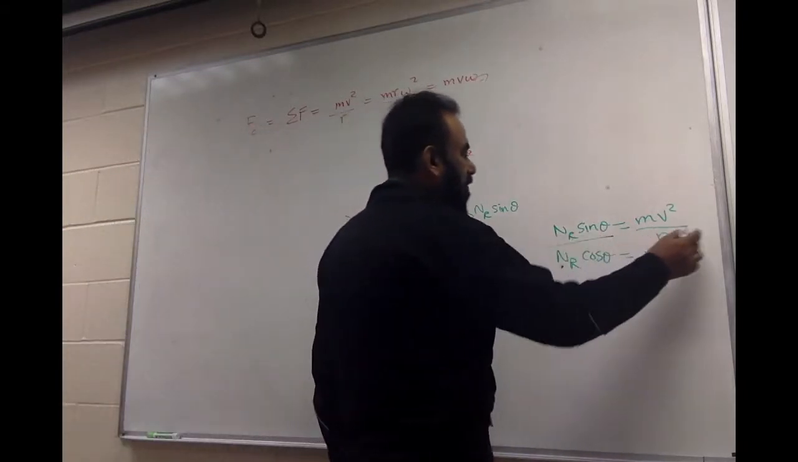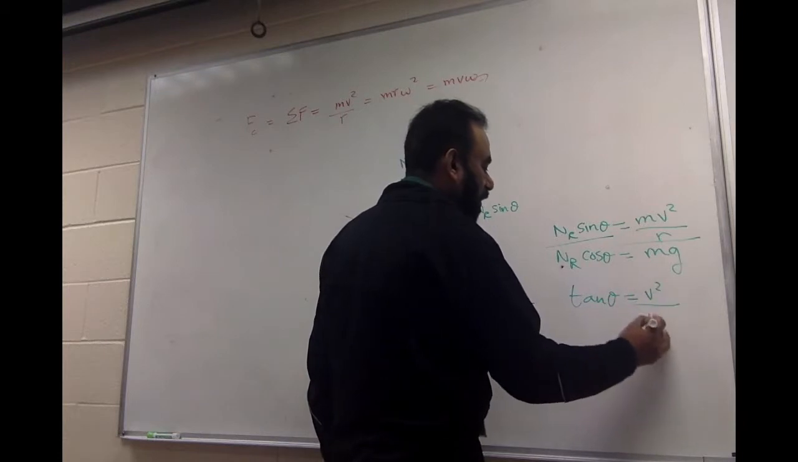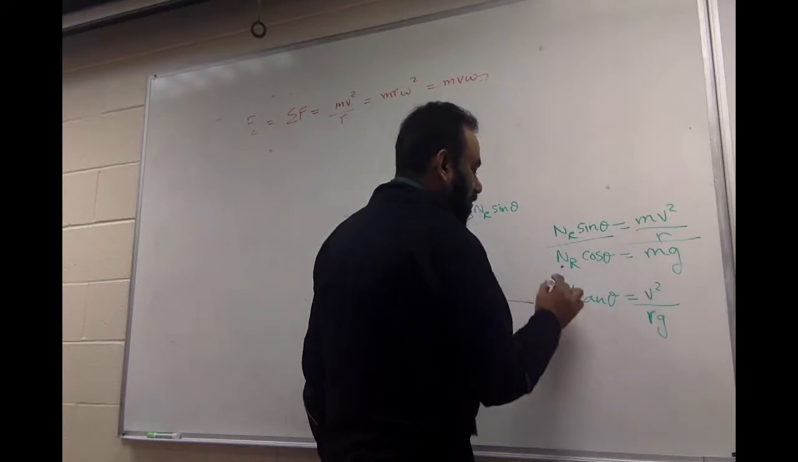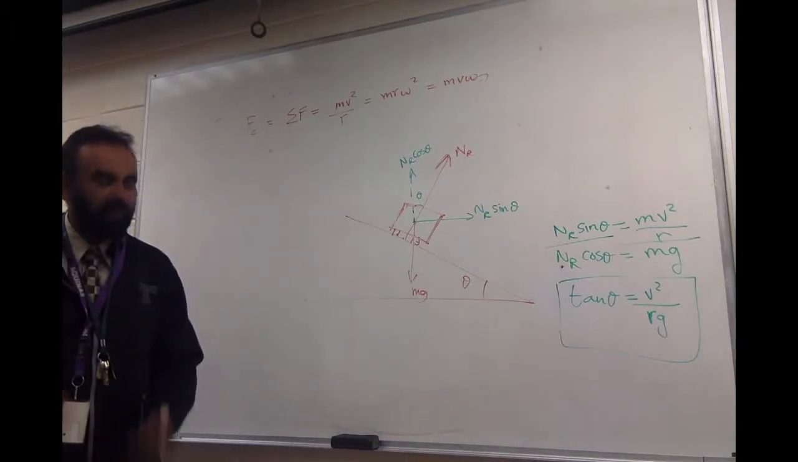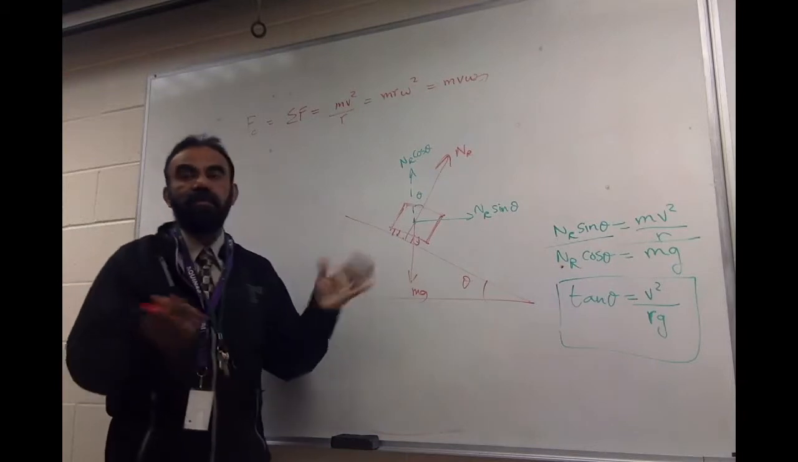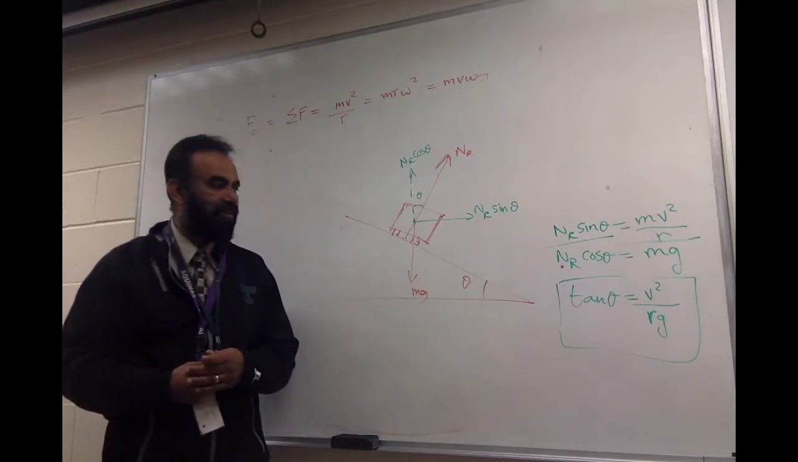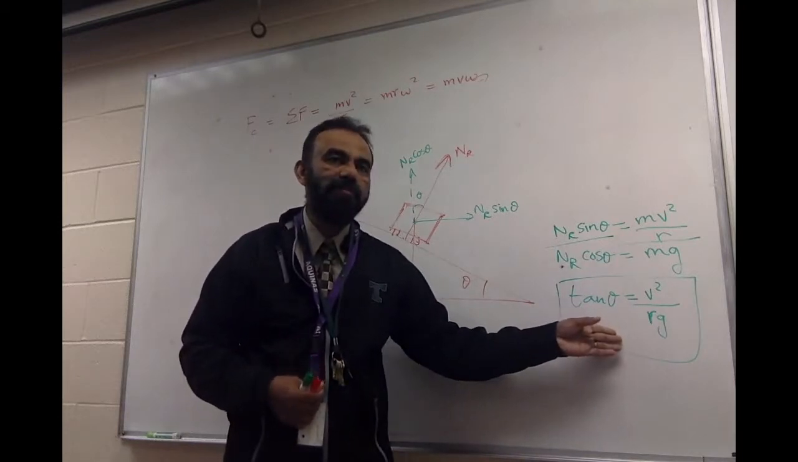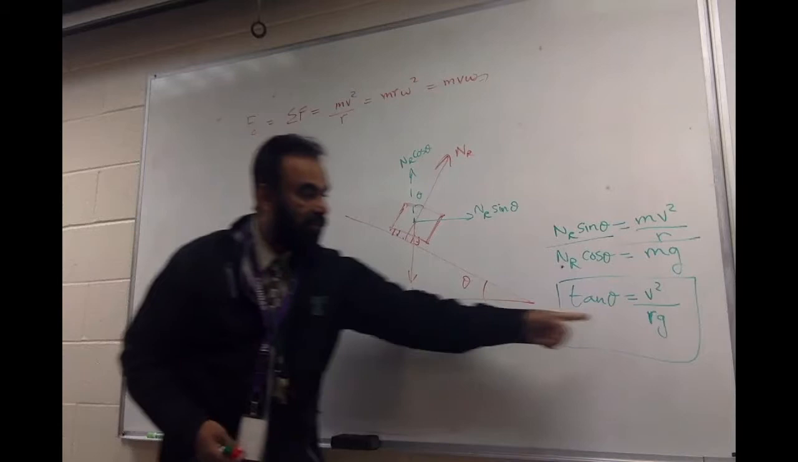And you can see that when you divide these two equations, we end up getting tan theta equals v squared over r g. It's not the first time you see this equation. Now, it is not just important to memorize that equation, but to understand what's going on. Because when you are solving a problem, you don't go straight into using this equation. They may not tell you the velocity. They may not tell you the radius.